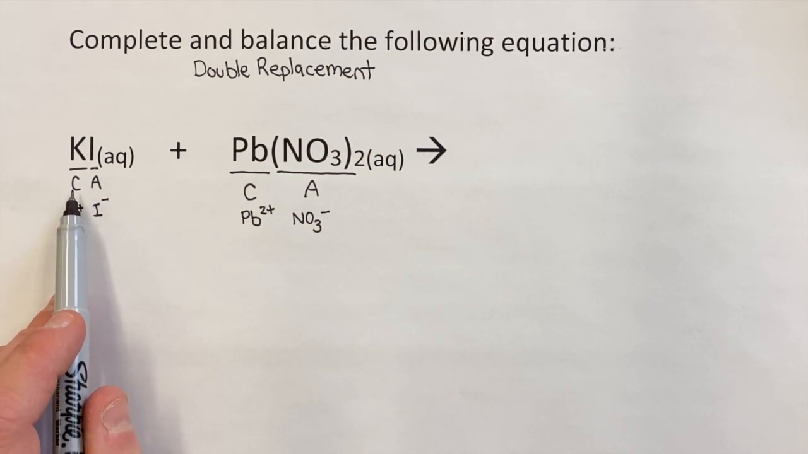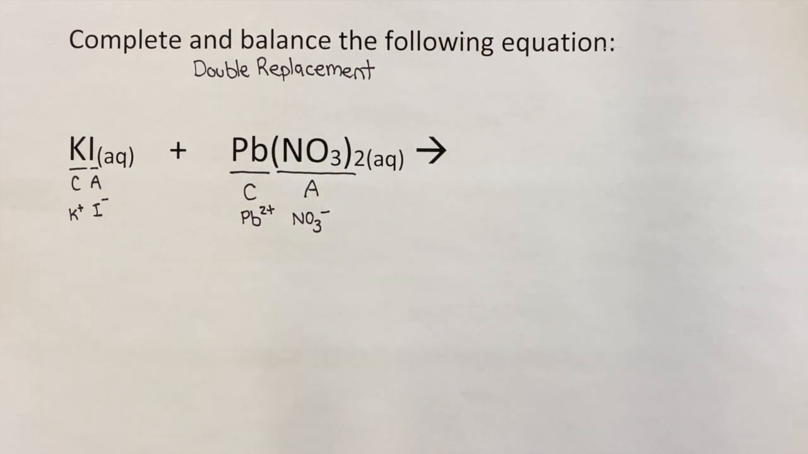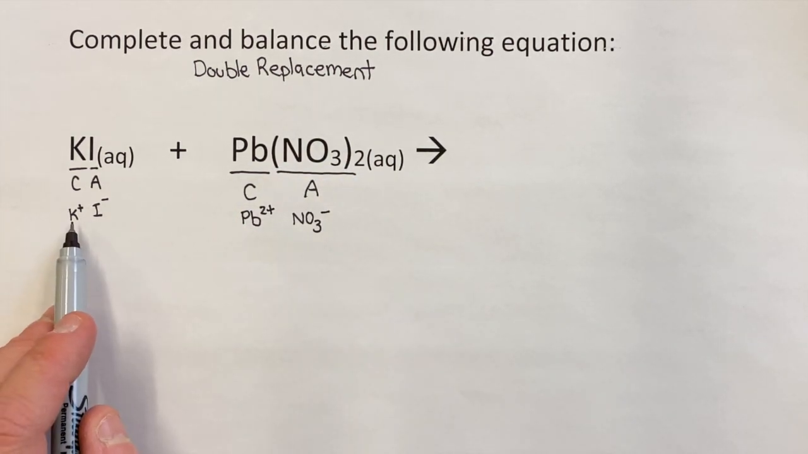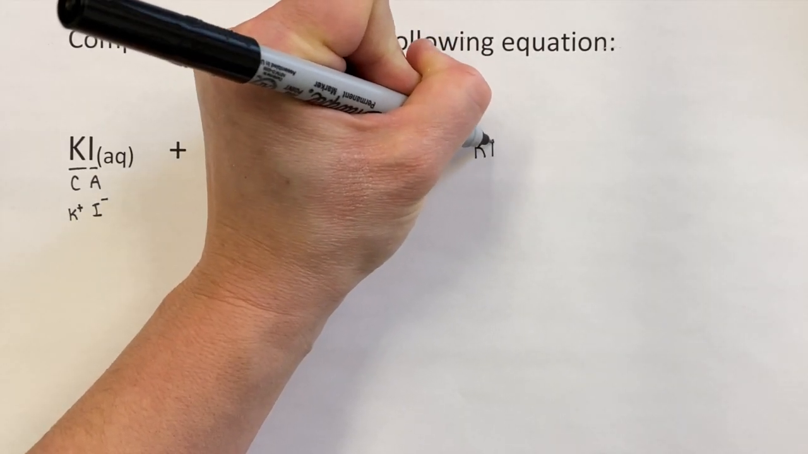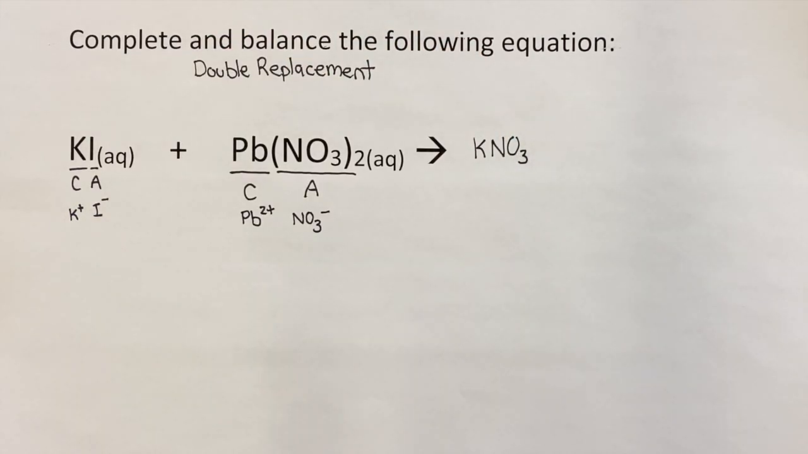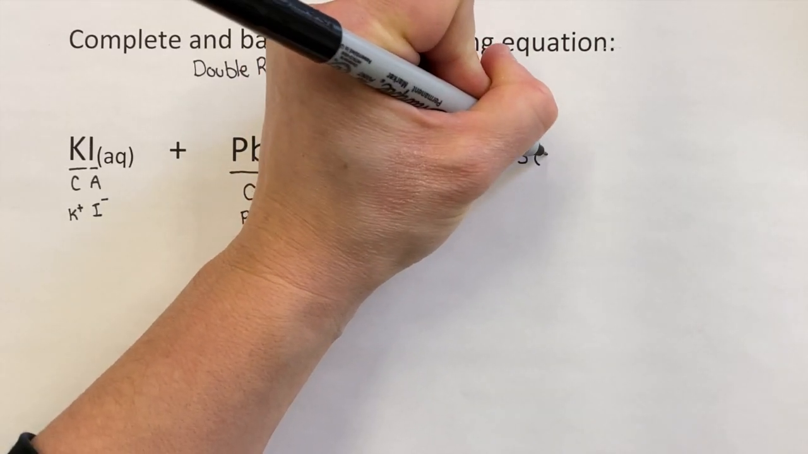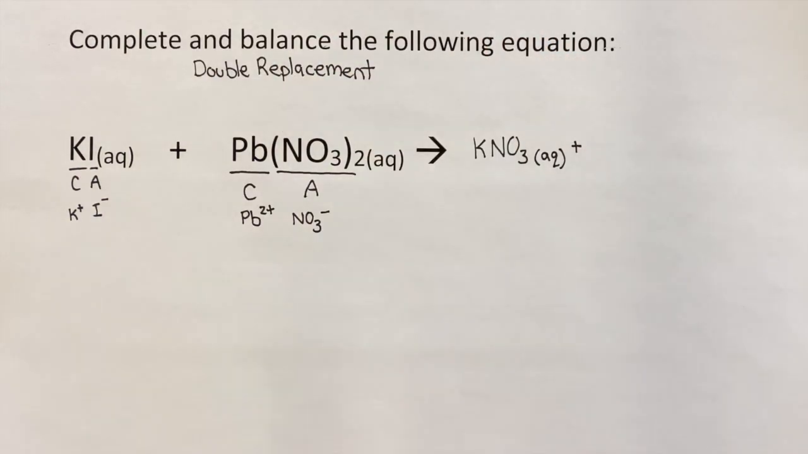So I know that this cation must end up with the other anion, so I'm going to put potassium and nitrate together. Potassium's a 1+, nitrate is a 1-. Therefore, KNO3 exists in a 1-to-1 ratio. When I check my solubility chart, I can see that potassium nitrate is high solubility, therefore I write it as aqueous.